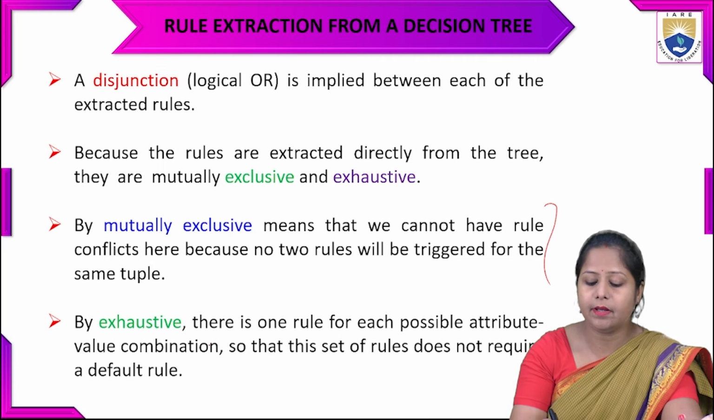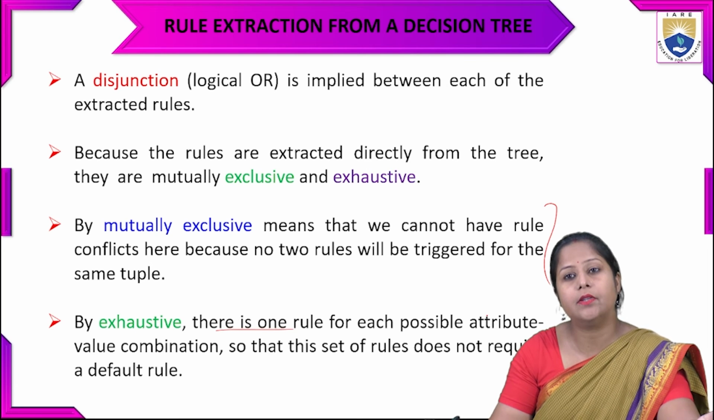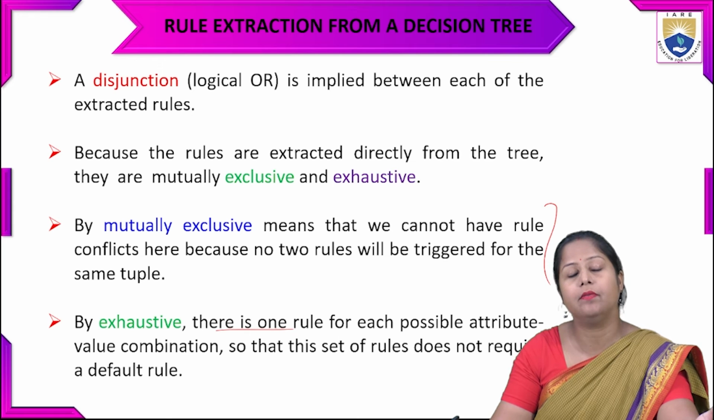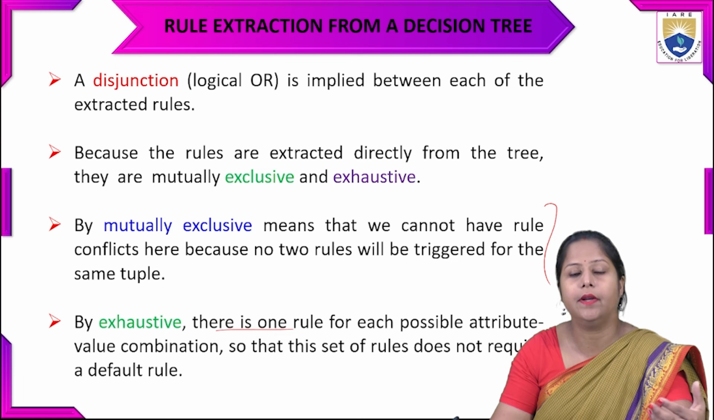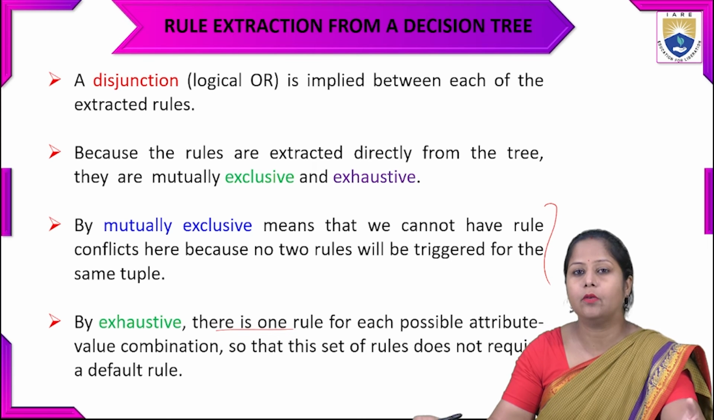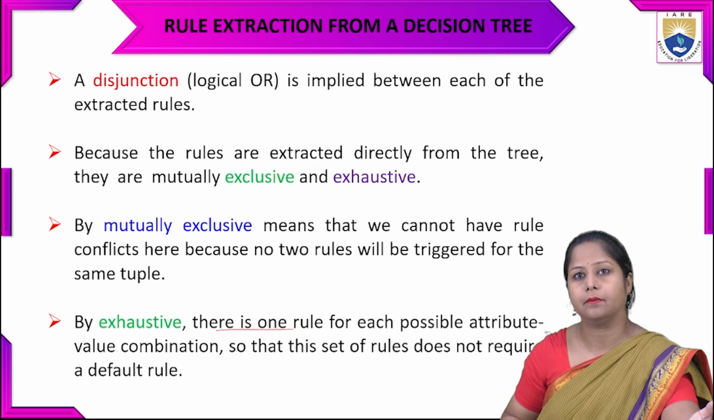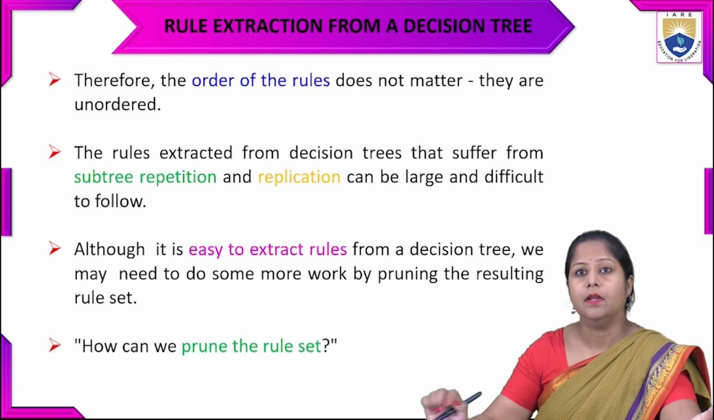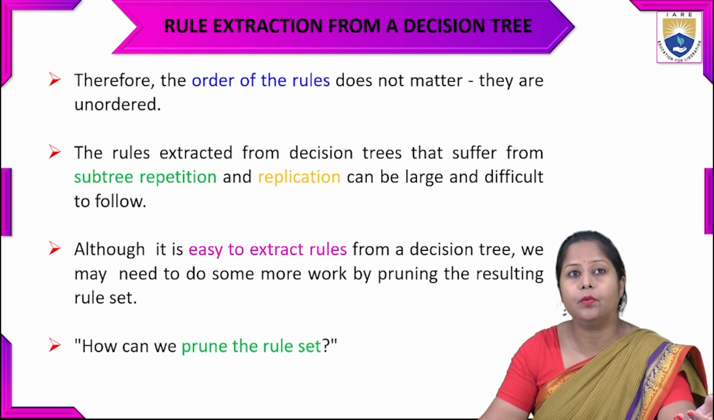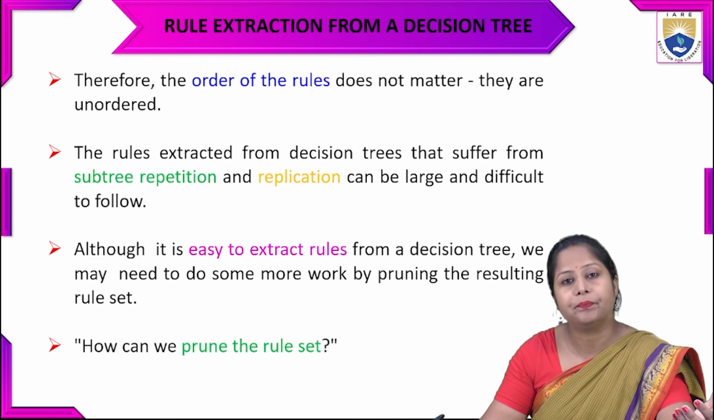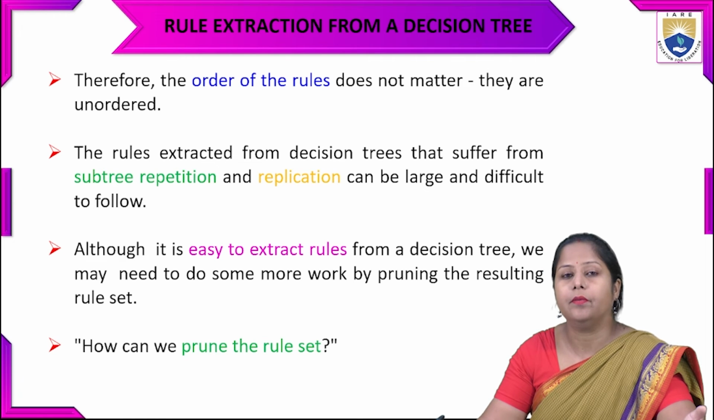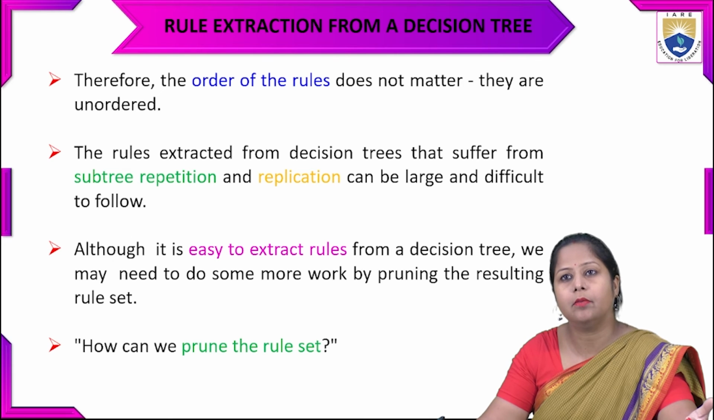What is exhaustive here? There is one rule for each of the possible attribute value combinations, so that this set of rules does not require a different rule. On the basis of that only the rules will be written. Therefore the order of rules does not matter; it can be unordered also. When they are mutually exclusive and exhaustive, the order of rules cannot be taken for ordering.